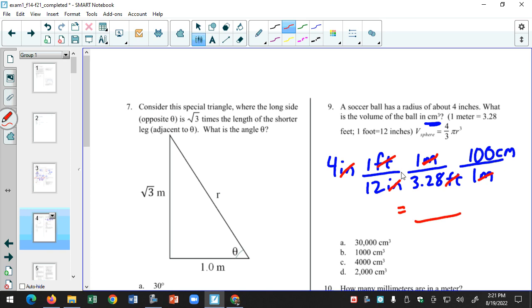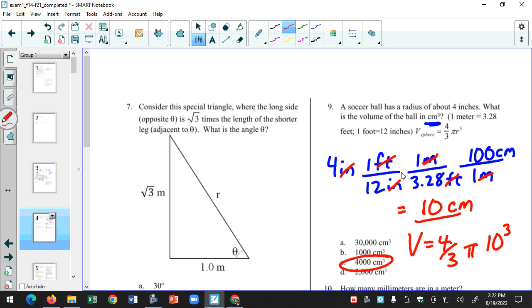Somebody's about to tell me, I'm sure. 10.16. So I'll just have 10 centimeters. And then if I want to calculate the volume, I could say the volume is 4/3 times pi times 10 cubed. That's going to be about 4,000. Okay? You'll follow me on that?